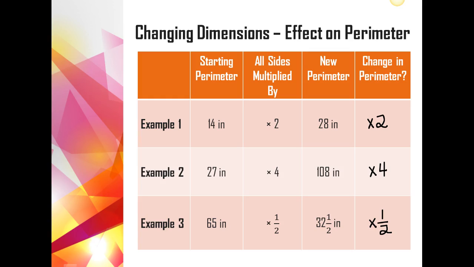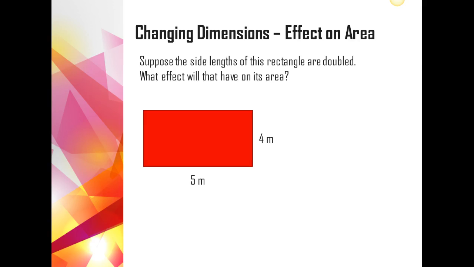If we multiply all sides of a geometric figure by a number, the perimeter of the new figure will be that many times larger. We can refer to the number that you multiplied by as a factor of change. Let's now take a look at the effect of changing dimensions on area. Suppose the side lengths of this rectangle are doubled. What effect will that have on its area?